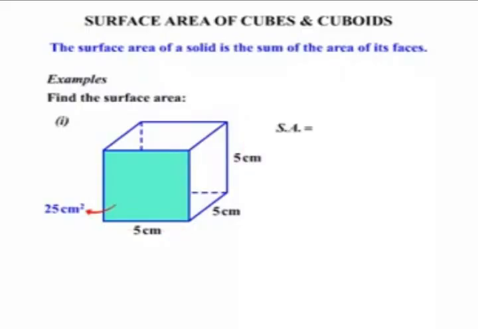Now we need to find the surface area of the entire cube, and this will be, each of the sides are equal, and there are 6 of them. So the total surface area is 6 times 25, and that gives us 125 centimeters squared.